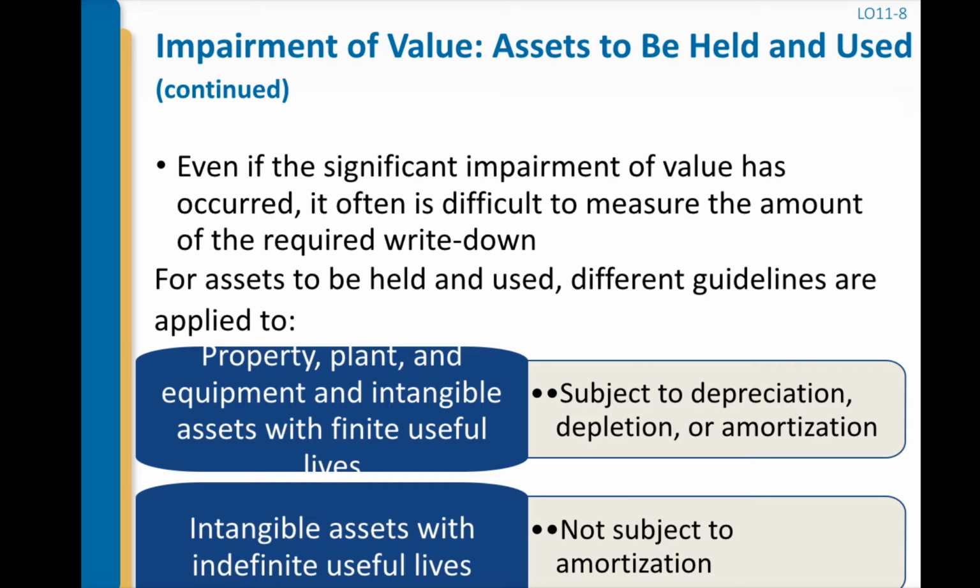So again, for assets to be held and used, even if significant impairment of the value has occurred, that doesn't always mean that you're going to know exactly how impaired it is. You may just know from a magnitude standpoint, hey, it's pretty impaired. But again, you might still see some difficulties in determining how much that is. You can take a look at the guidelines there for held and used for the different categories of assets that we've been talking about.